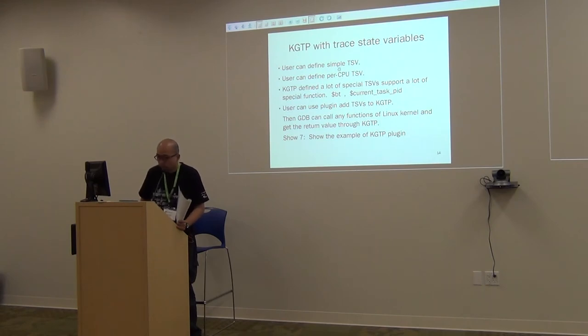And next, what does KGTP do with TSV? The user can define simple TSVs, like a counter or something. Also, another very interesting thing, you can define per-CPU TSVs. Per-CPU is like per-CPU values inside the Linux kernel, because most systems now are multi-core SMP systems, even Android and embedded systems. So KGTP defines a lot of them.